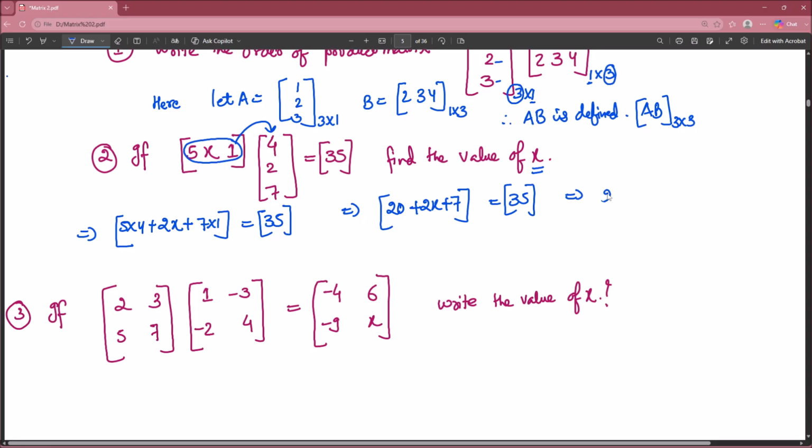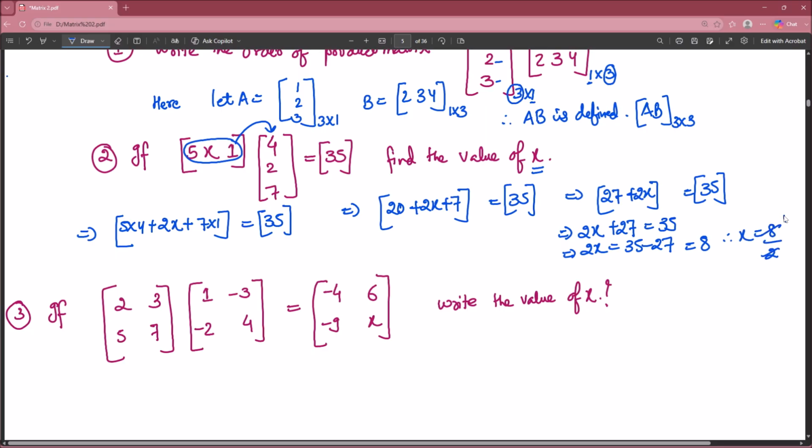So 27 plus 2x is equal to 35. Equating the terms, 2x plus 27 is equal to 35. So 2x is equal to 35 minus 27, that is 8. Therefore the value of x is equal to 8 by 2, which is 4. So here we find that the value of x is equal to 4.